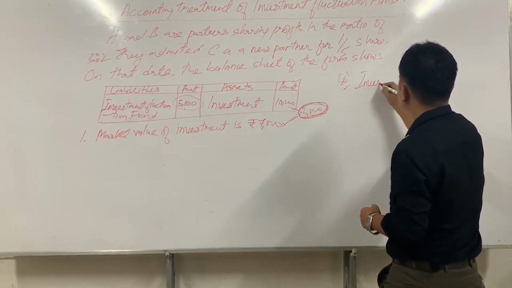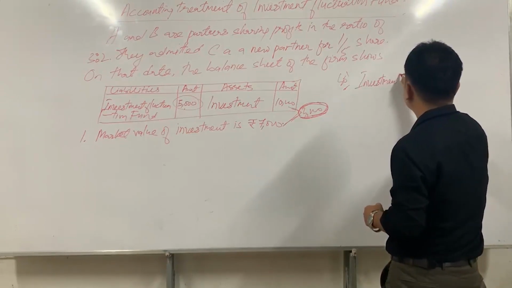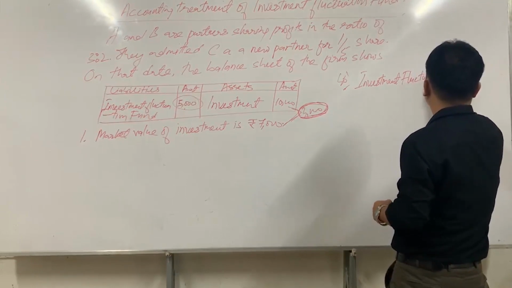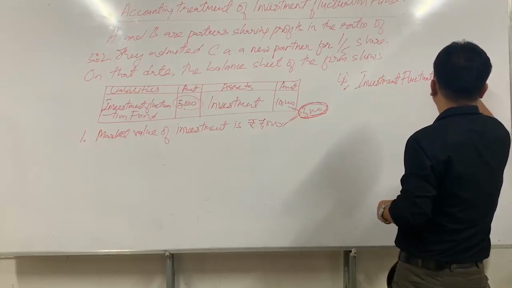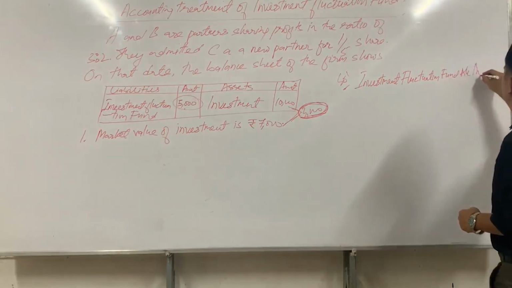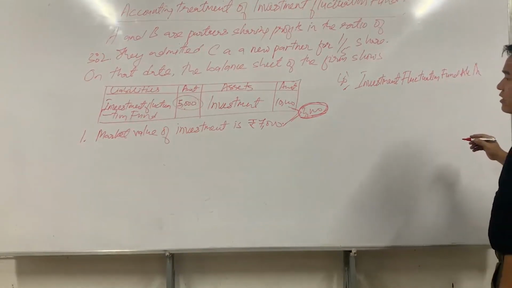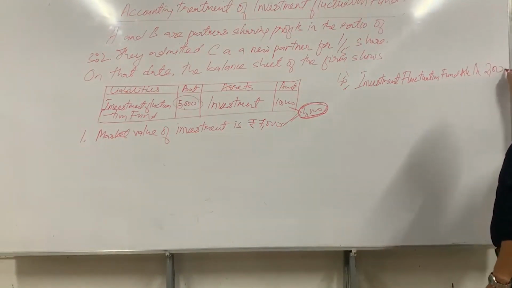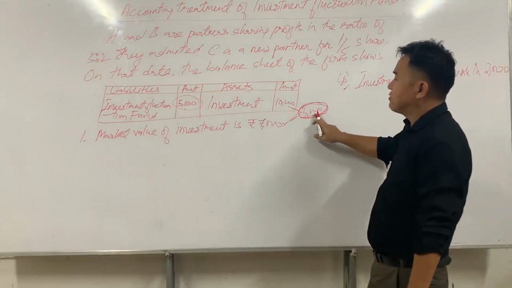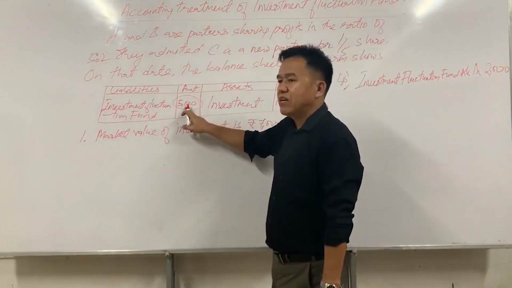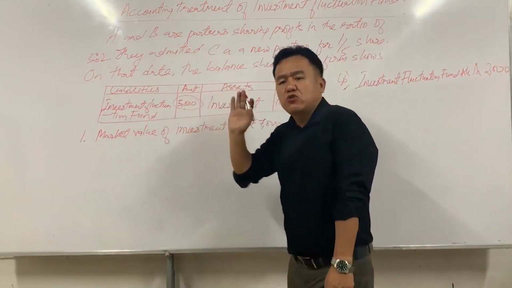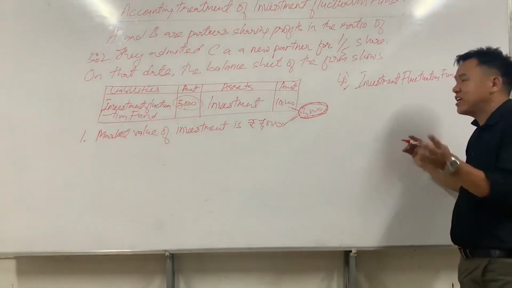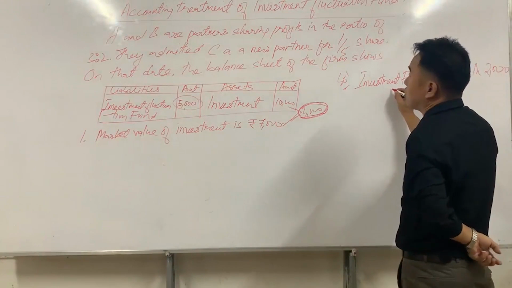So the journal entry will be investment fluctuation fund account DR. Here we are going to write 2,000 only, since loss of 3,000 should be deducted from 5,000 and the remaining balance is 2,000. So this 2,000 should be transferred to all partners' capital account in their old profit sharing ratio.